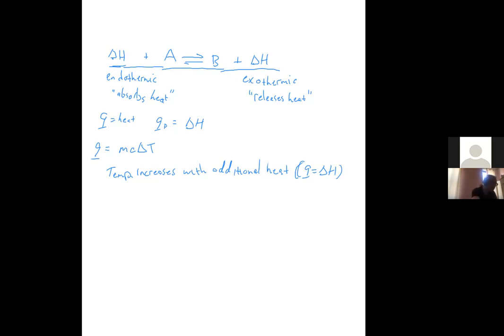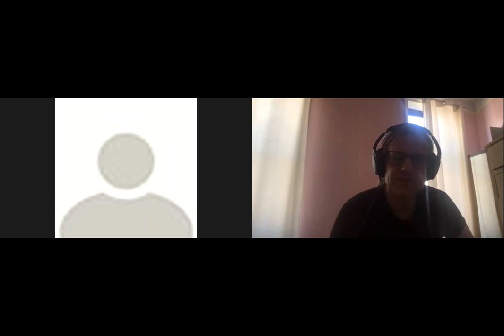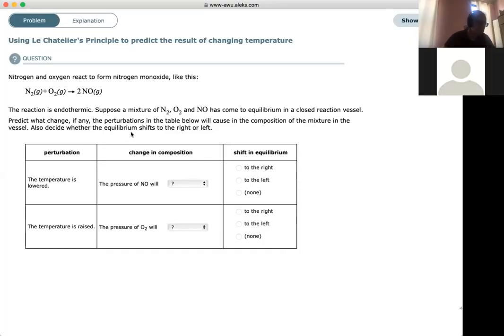So in the example that we have for this one, let's put it up here. We have N2 and O2, and that forms 2NO, okay? It says it's endothermic, so we're going to put delta H on the reactant side and treat it like a reactant. So if you lower the temperature, temperature's going down, the heat is going down, because remember, temperature and heat are related to each other. They're proportional, essentially. So if you lower the temperature, you're removing some of the heat. And that would be like removing some of the reactant, right? Because if it's endothermic, it's on this side.